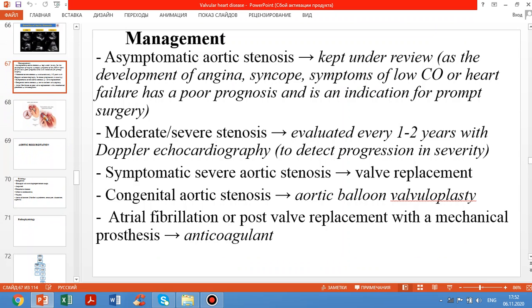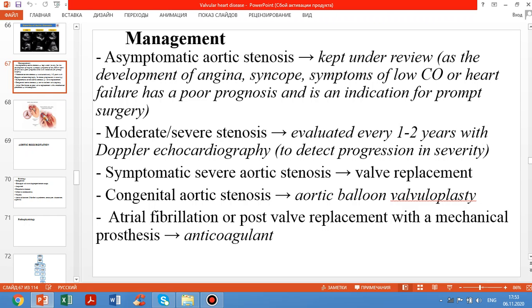Management. Asymptomatic aortic stenosis is kept under review, as the development of angina, syncope, symptoms of low cardiac output or heart failure has a poor prognosis and is an indication for prompt surgery. Moderate to severe stenosis: evaluate every 1-2 years with Doppler echocardiography to detect progression in severity. Symptomatic severe aortic stenosis needs valve replacement.